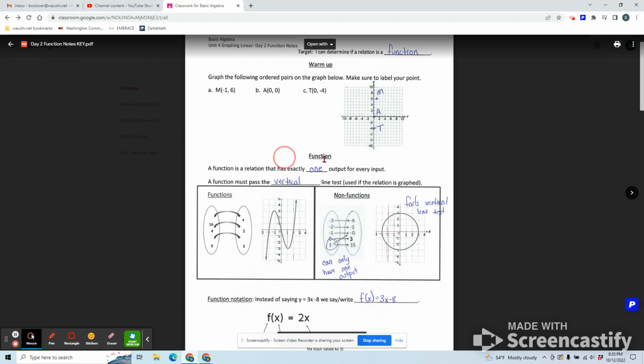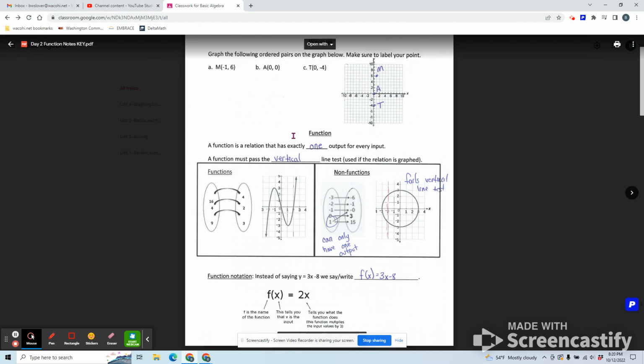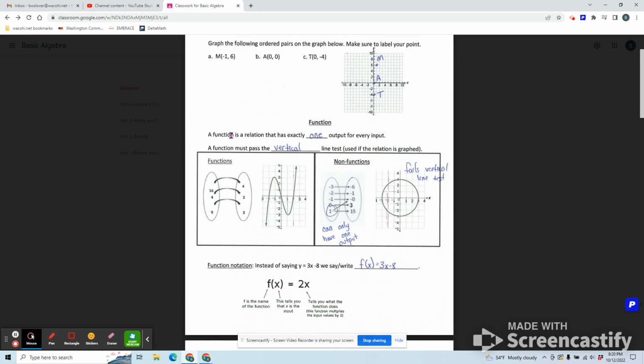You're going to determine if a relation is a function. So this is just a warm-up of what we did yesterday, just graphing on a graph. A function is a relation that has exactly one output for every input. A function must pass the vertical line test. This is used if the relation is graphed, or typically that's when it's used.